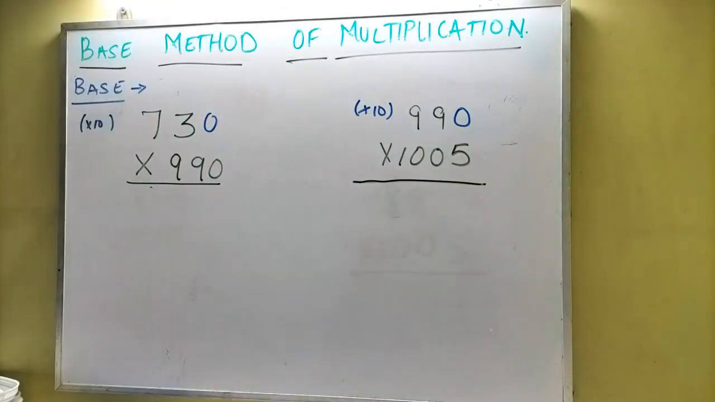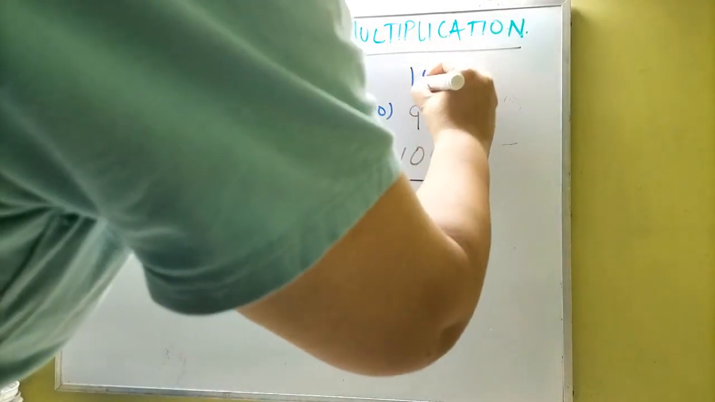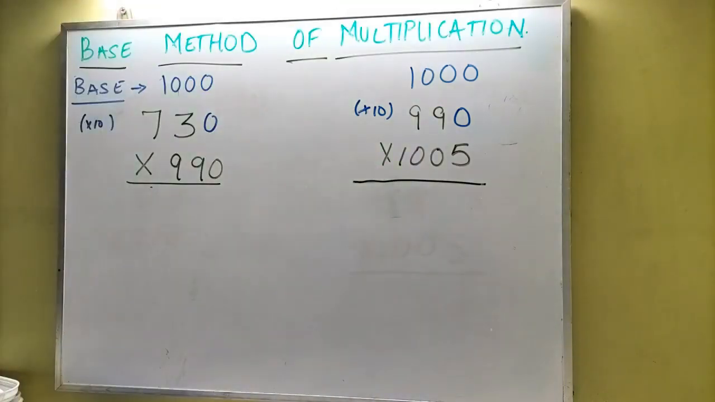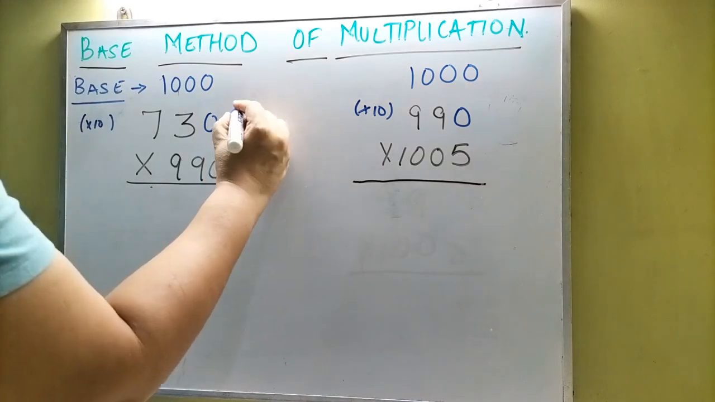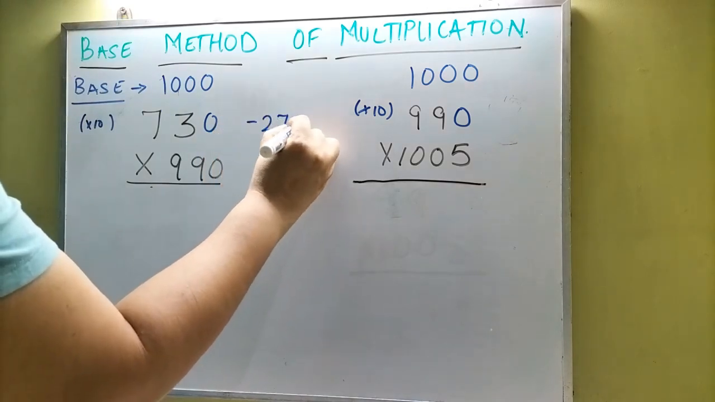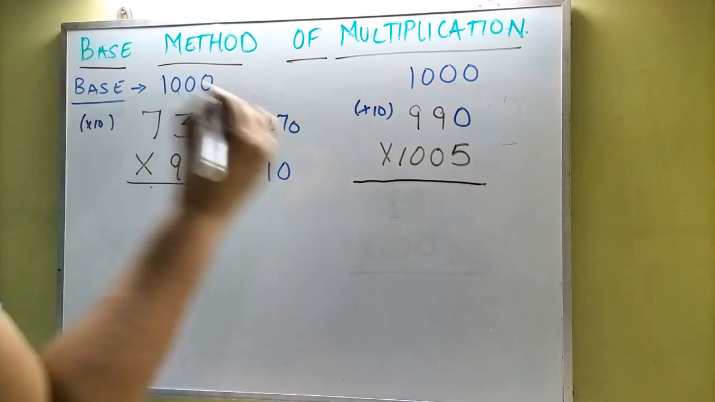Now if you all see, my modified sums are 730 multiplied by 990 and 990 multiplied by 1005, in which case the base becomes 1000 in both cases. So now I have an equal base for both my numbers, so the multiplication is going to be extremely easy and quick. As you all know, I subtract 730 from 1000, which gives me minus 270, and 990 minus 1000 gives me minus 10.